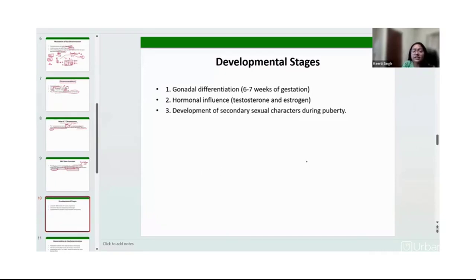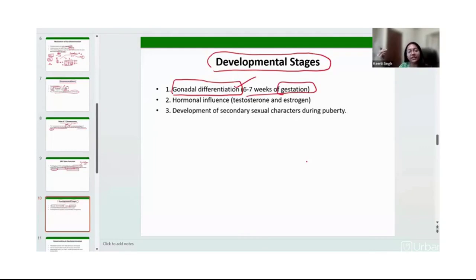So there are some stages where the gonads actually develop. For example, the gonadal differentiation. It means the embryo is going to differentiate into either male or female. This differentiation will actually take place in the 6 to 7 week of the gestation period. The gestation period is what? The total 9-month period during which the developing embryo develops inside the female uterus, right?